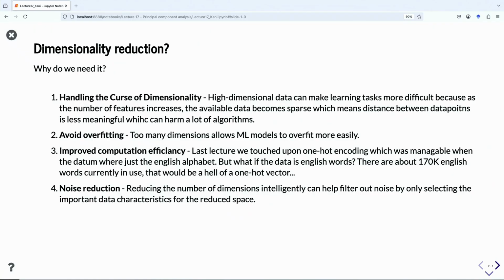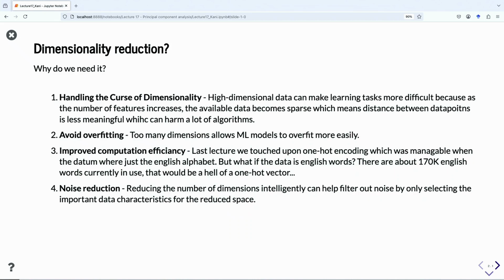So let's start off with the motivation. The motivation behind PCA is simply dimensionality reduction. If we have a given data point that has d dimensions, we would sometimes like to reduce it to something far, far less than d dimensions.